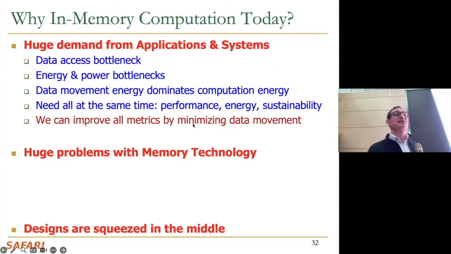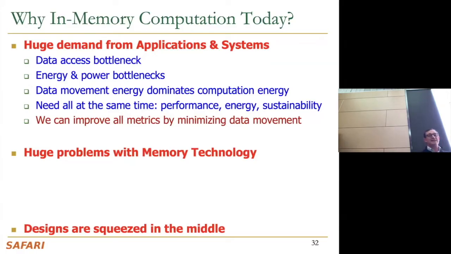And we can improve all of these metrics by minimizing data volumes. But from the lower levels, we also have a problem, which is we're having huge problems with memory technology today. So I'm going to spend the next 5 minutes or so talking about that because I think that's really important and that's fascinating. We really need to think about what's going on with the memory technology. We should look at new technologies.